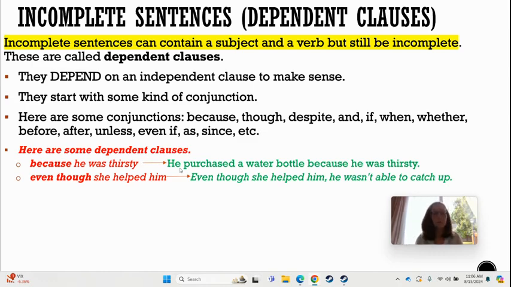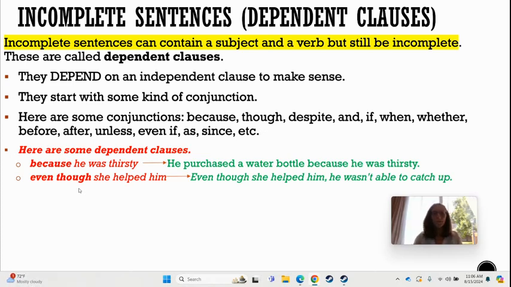Awesome, that makes sense on its own, and we are good. Here's our second example. Even though she helped him. Again, ignore this conjunction right away. When we have she helped him, those three words can stand on their own as a complete sentence. However, when you add this conjunction to the start, it makes it a dependent clause. It makes it not able to stand alone.